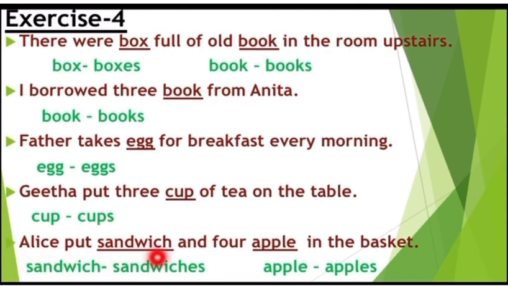Alice put sandwich and 4 apple in the basket. So it should become CH is the ending. So again, we have to follow the rule and it is ES we are adding in the end of the word. So it becomes sandwiches and apple will become apples.